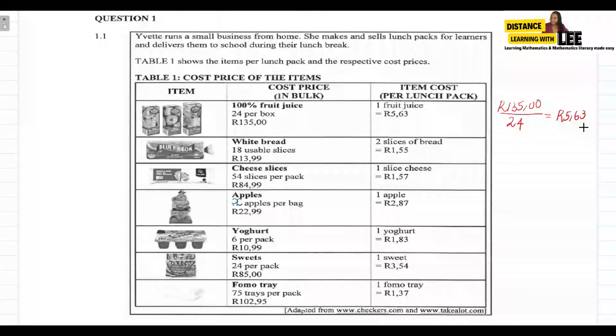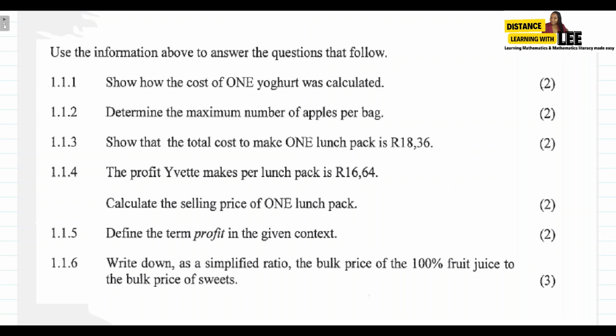So that is basically how they got the item costs for all these items that were given to us here on the left. Okay, so let's now have a look at the questions. It says to use the information above to answer the questions that follow. We've already looked at the information above, so now let's actually answer these questions.